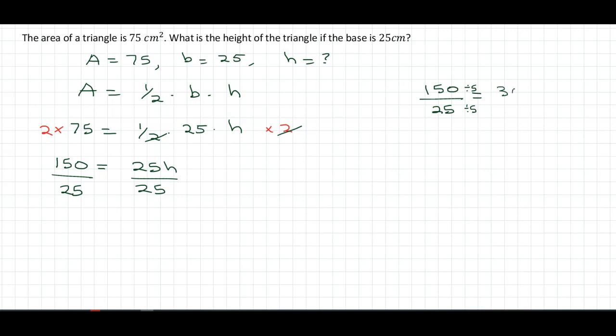I have 30 divided by 5. Now I can divide by 5 again. 30 divided by 5 is 6, 6 over 1. So 6 is going to be equal to h. Therefore, the height of this triangle is 6 centimeters.